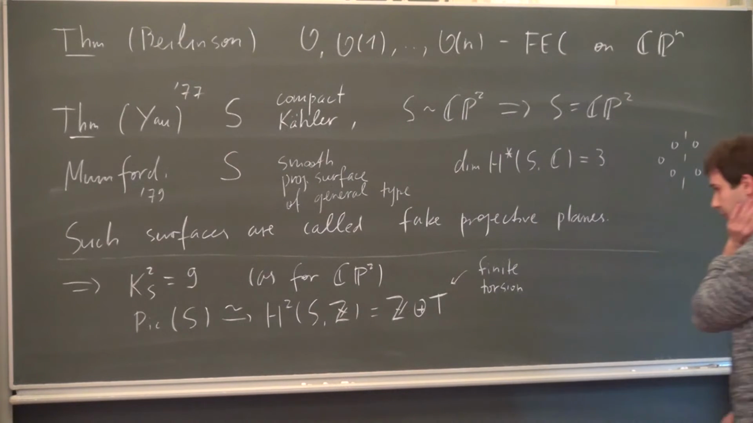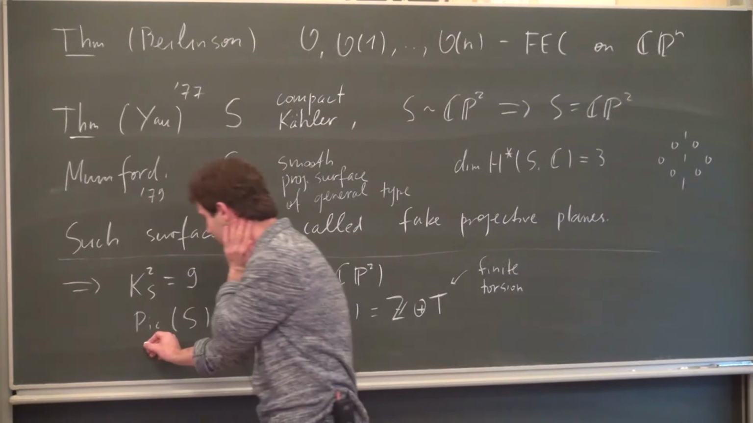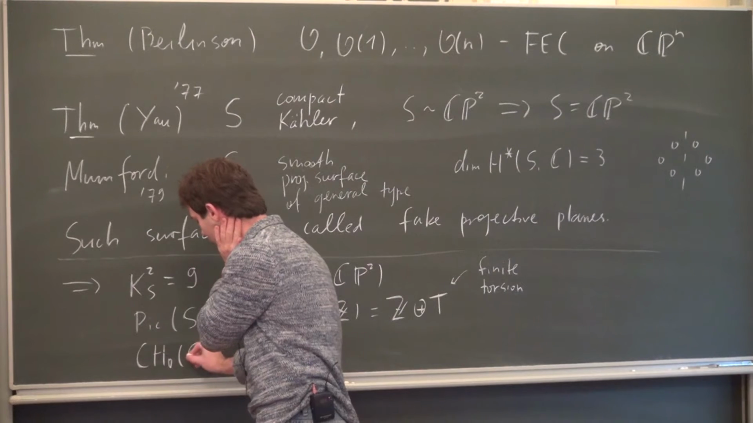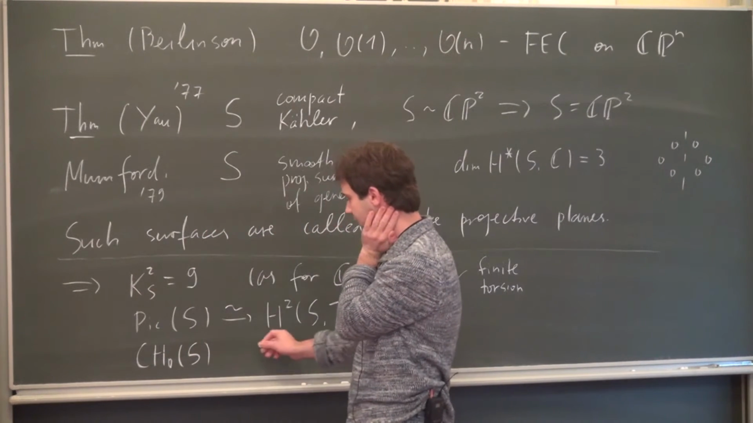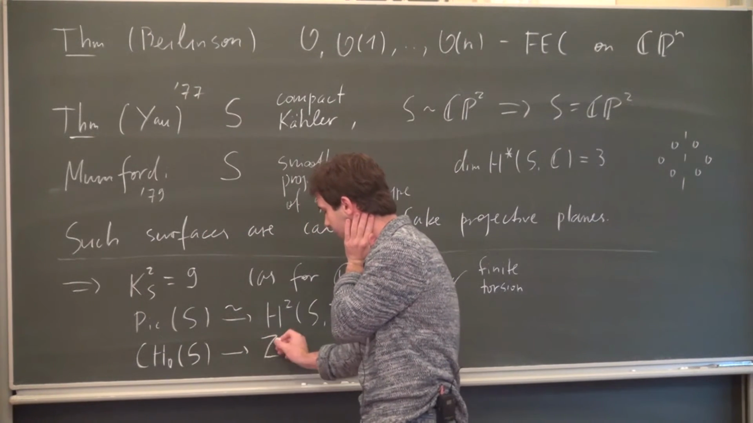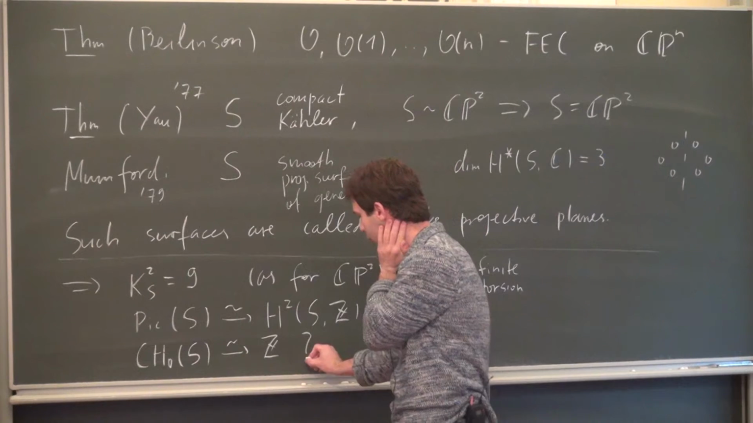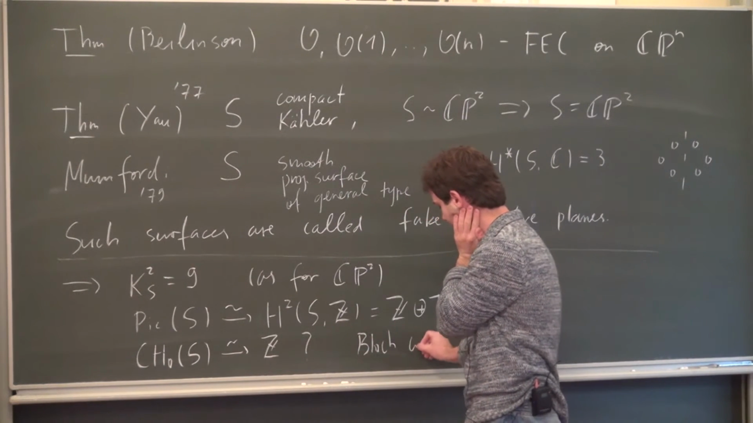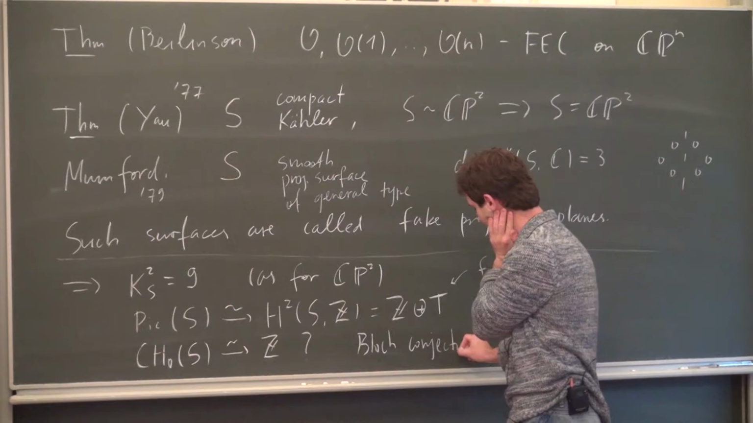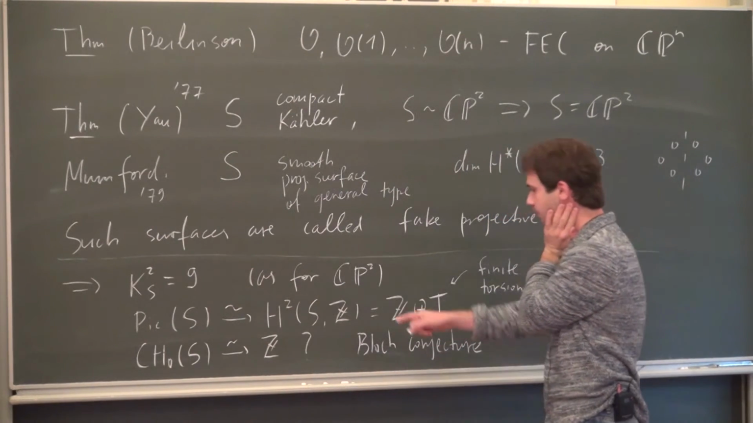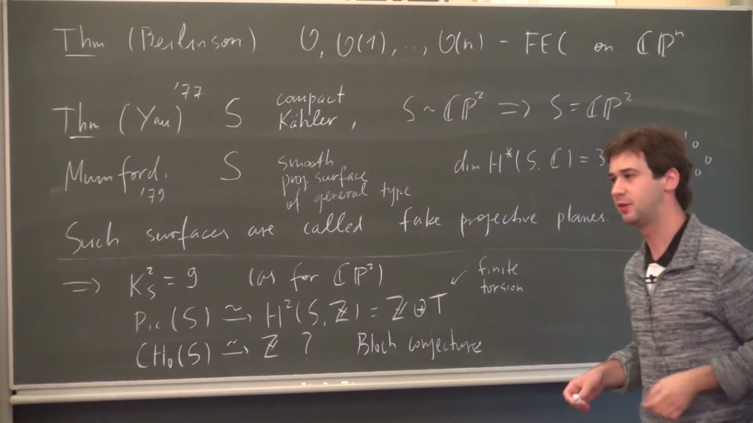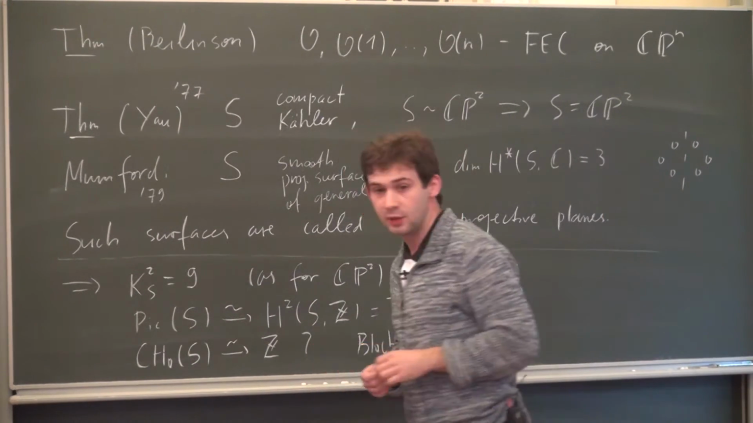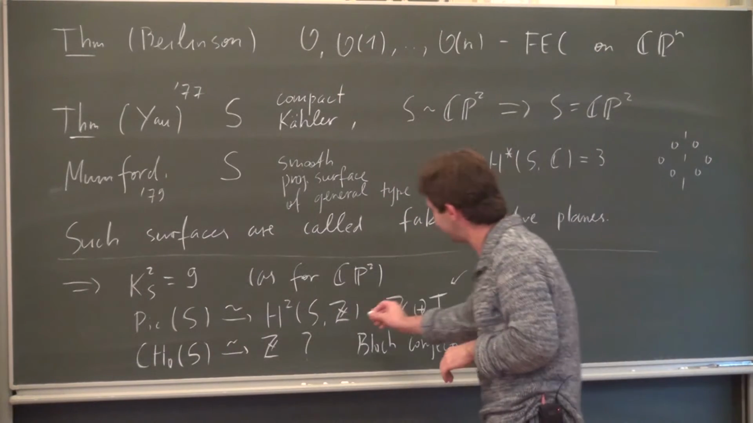And finally, it's a very interesting open question about zero cycles on S. It's supposed to be, again, given by degree, so Z, but it's not known. It's the Bloch conjecture. Many people try to prove it, but it can somehow never work. It's a big open question.